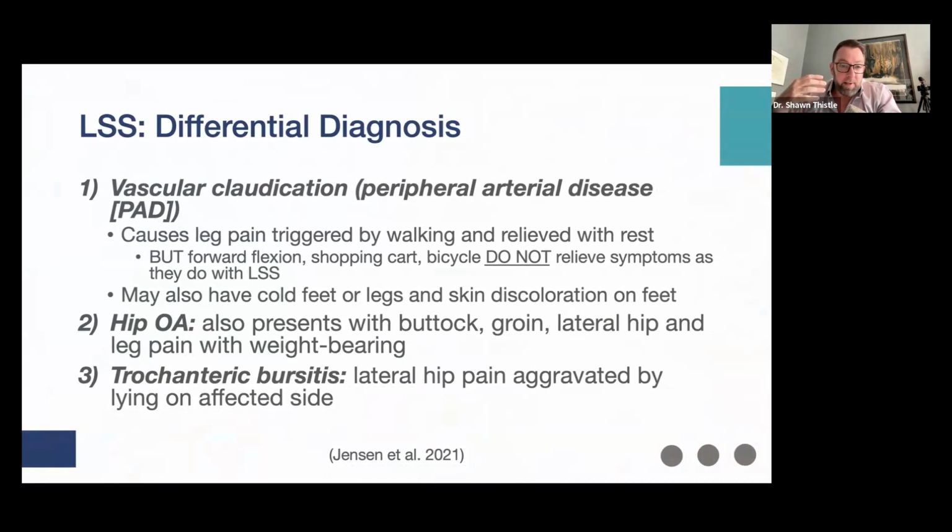can be exactly the same as lumbar spinal stenosis, triggered by walking, standing, and so on, and it's relieved with rest. They have to stop. That's the differentiating factor. They do not get relief from forward flexion, sitting on a bicycle, sitting on a park bench, leaning on a shopping cart, like a lumbar spinal stenosis patient would.